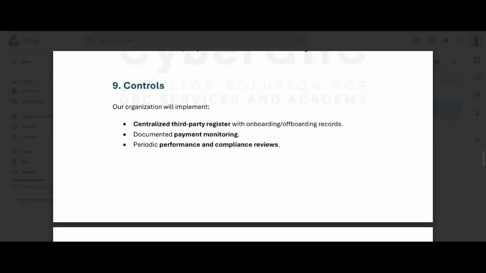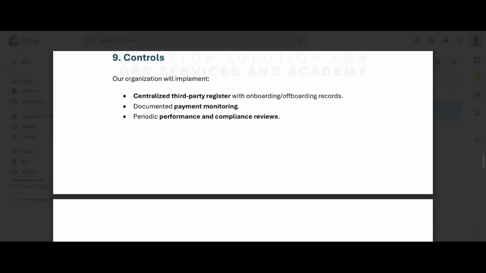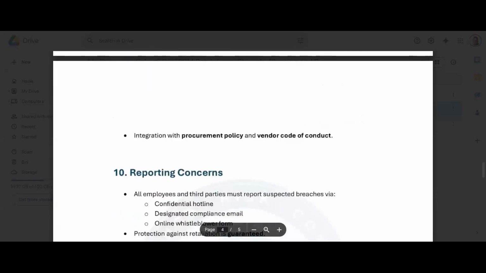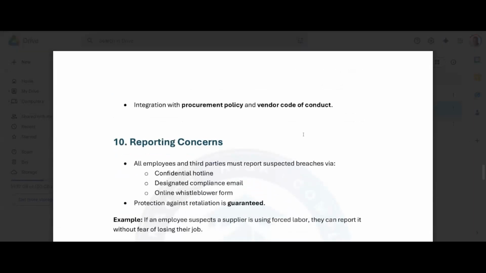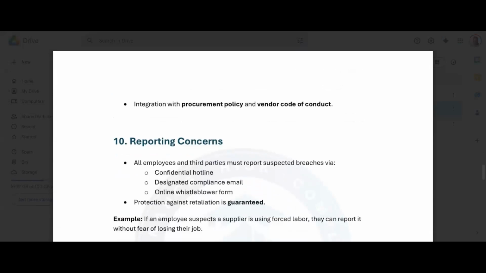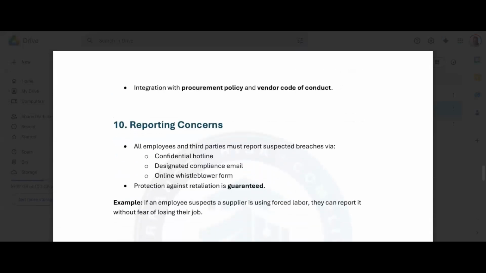What are the controls in place? You have a third party risk register. You have payment monitoring. You have performance and compliance monitoring and review. After this, we'll see these two policies also, the procurement policy and the vendor code of conduct. This policy has to be integrated with the other two policies to make it more robust.